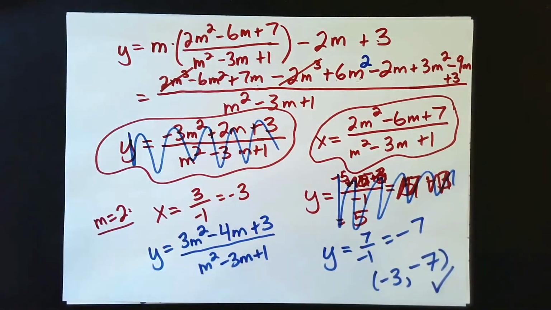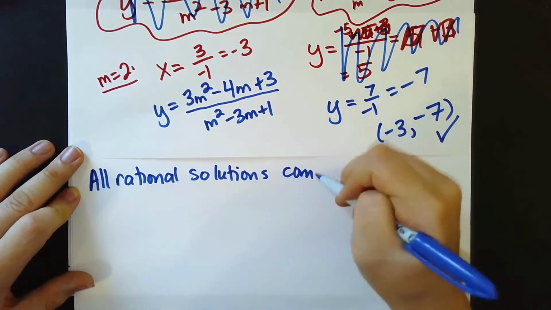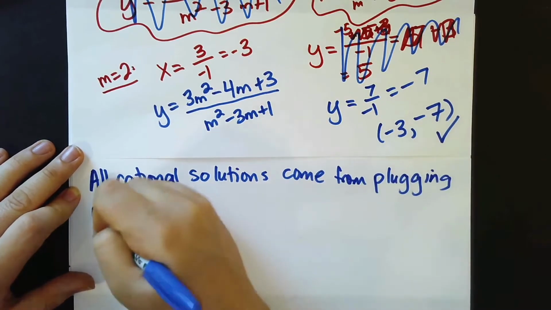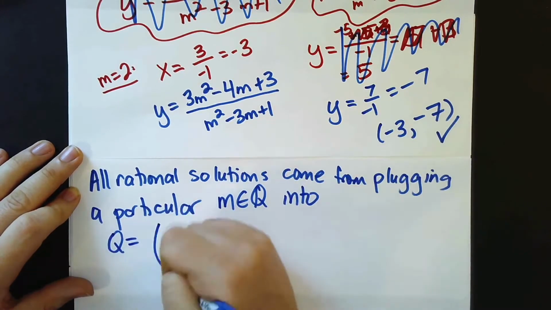And so the big important fact here is that all rational solutions come from plugging a particular rational number m into this formula.